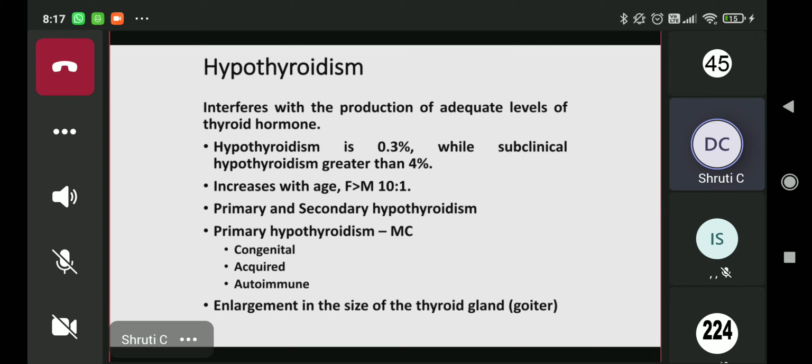So when something interferes with the production of adequate levels of thyroid hormone, now it can be clinical. It forms around 0.3%. It can be subclinical hypothyroidism, which is usually more common, greater than 2% of cases. And again, it increases with age. Females are more prone. It can be primary. It can be secondary. The most common causes of primary hypothyroidism can be congenital, acquired, or autoimmune. And basically, there's an enlargement in the size of the thyroid gland.